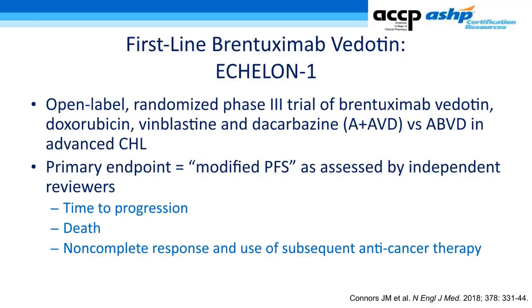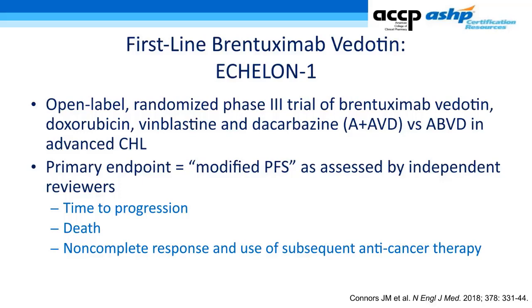You also might be thinking, hey, what about brentuximab vedotin? If you're in the Hodgkin space at all, you know that this agent is certainly making some noise. This is based on a trial called Echelon 1. And the trial was a randomized phase 3 trial where we substituted brentuximab vedotin instead of bleomycin. So because the regimens would have the same name, the new regimen is known as A plus AVD.